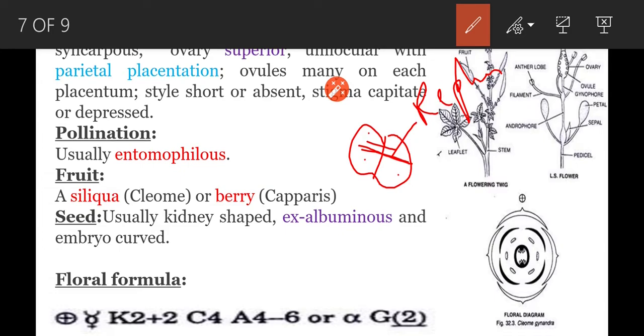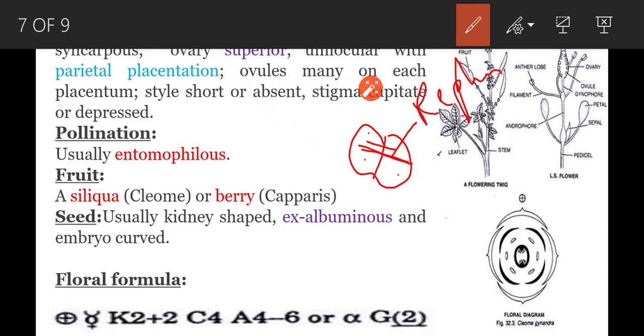In the family Capparidaceae, in the gynoecium a false septum is developed. This false septum is called replum. Due to the development of this false septum, the ovary appears to have 4 carpels and 2 locules.